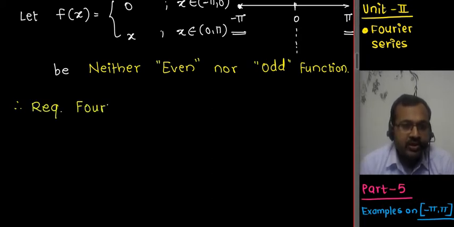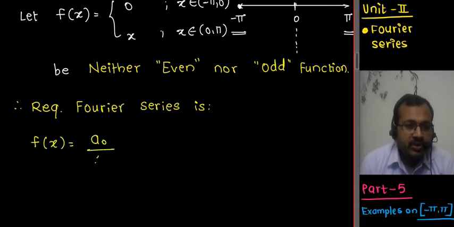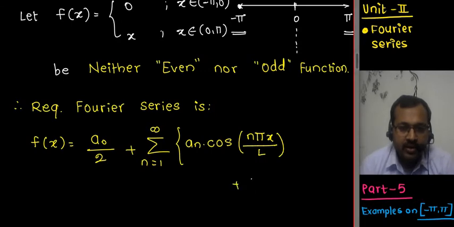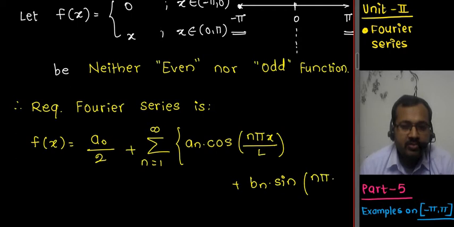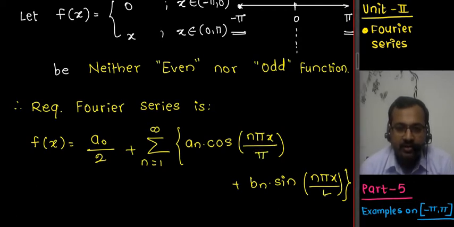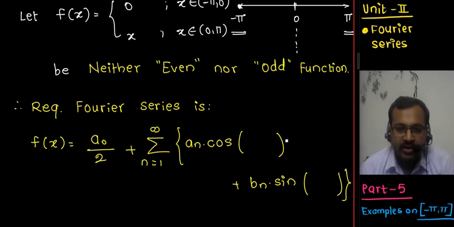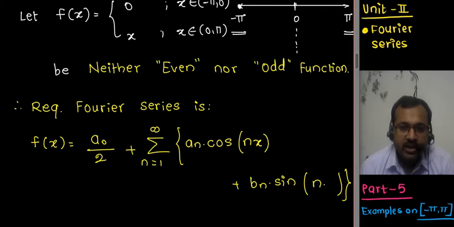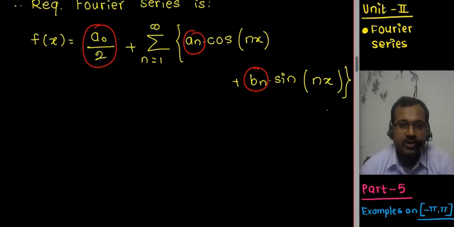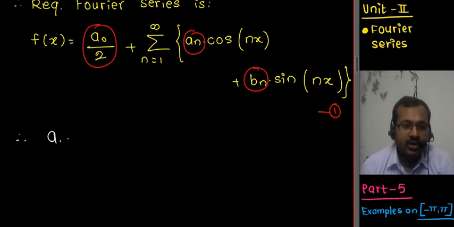Therefore our required Fourier series will be f of x is equal to a0 upon 2 plus summation n varies from 1 to infinity of an cos n pi x upon L plus bn sin n pi x upon L. Again, if you compare the interval with the standard form, we get L is equal to pi, and when we cancel pi from numerator and denominator, we get the trigonometric functions as an cos nx plus bn sin nx, where we need to identify the values of the Fourier coefficients a0 by 2, an and bn respectively. Let's denote this by equation number 1.